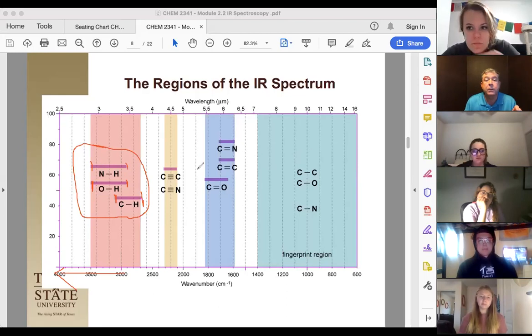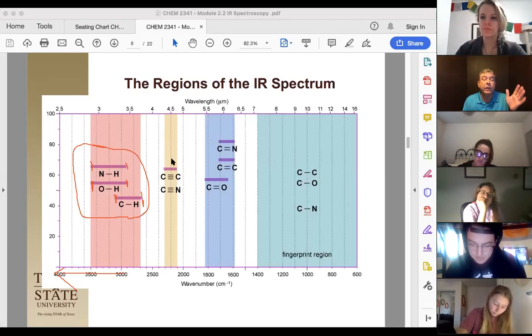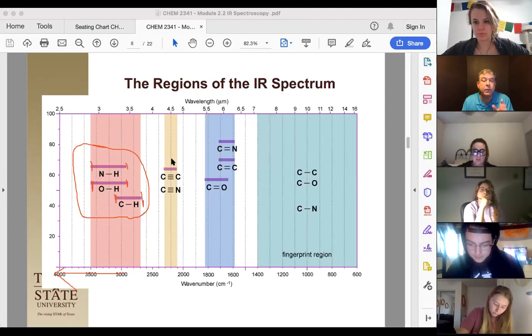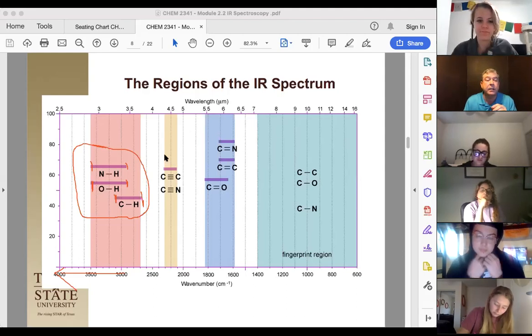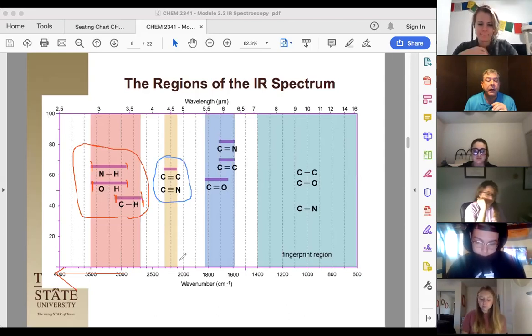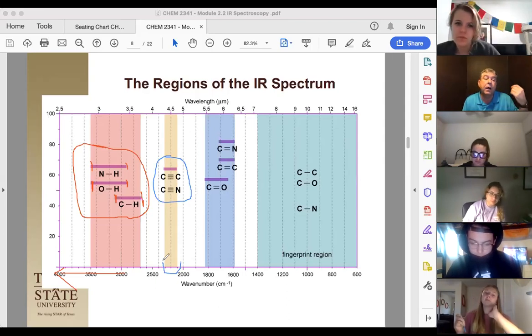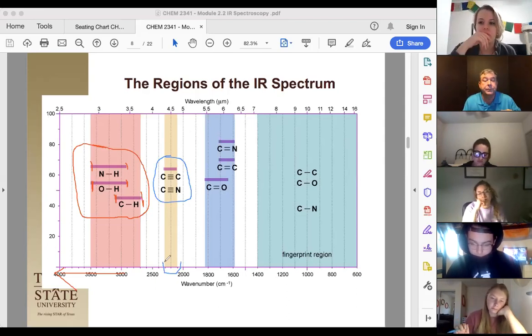Okay, we don't see any hydrogen bonds in any of the other ranges. Now the second area here, remember, we're going with the frequency increases with bond strength. So our next thing is our triple bonds. They're found right around 2100 to 2300, and that's where we find our alkynes and our nitriles.